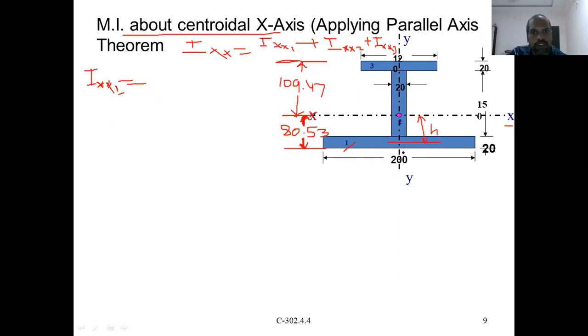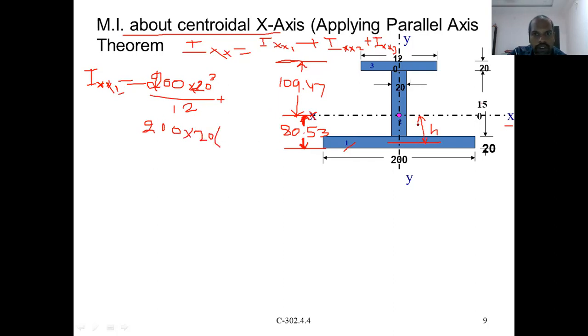So what is the moment of inertia? What is the parallel axis theorem? Moment of inertia about the centroidal axis is nothing but b d cube by 12. So what is the b? b is 200, and d is 20. So 200 into 20 cube by 12, plus A h square, the product of area and square of the distance. Area is again 200 into 20, so 200 into 20 into h square.